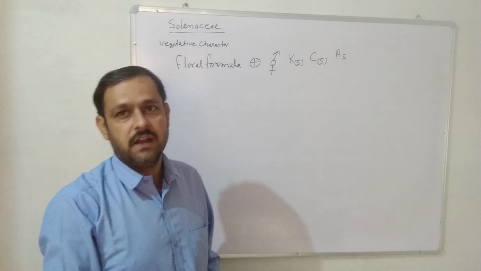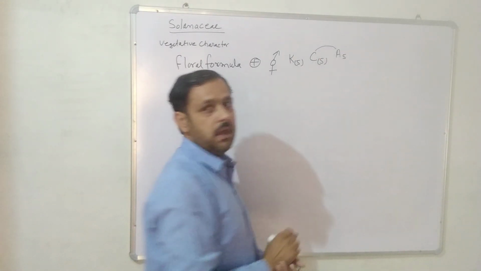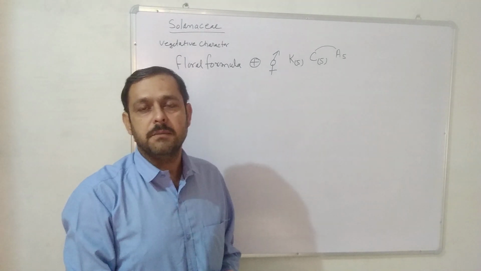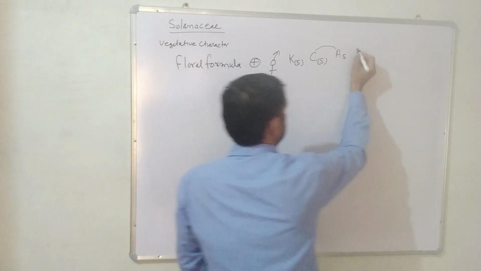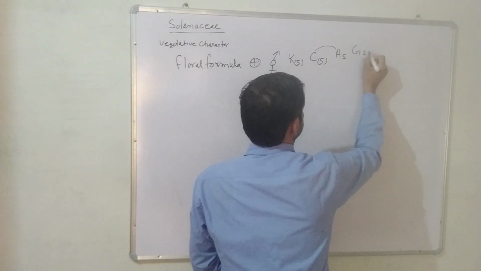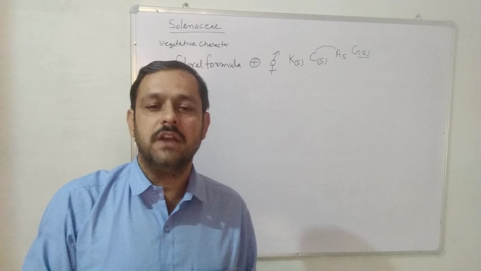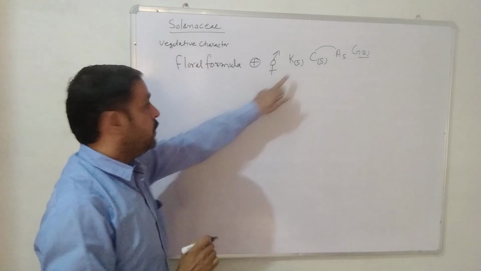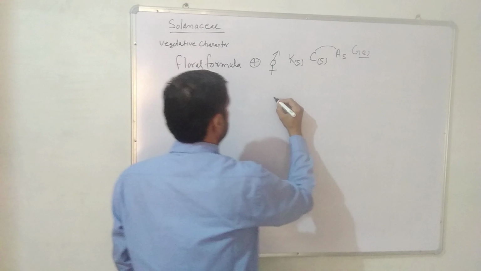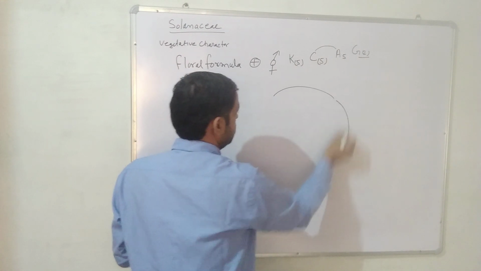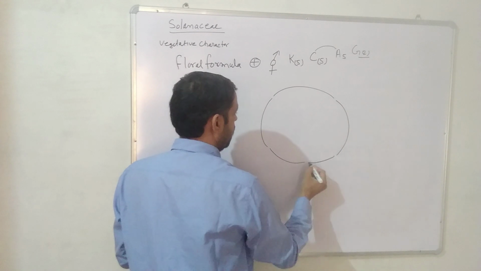Epipetalous means they are attached to the corolla, so we make a sign here of epipetalous, meaning stamens are attached to the corolla. And then gynoecium, superior ovary, and they are also united, syncarpous. Now you can see the aestivation. So first of all, 1, 2, 3, 4 and 5.